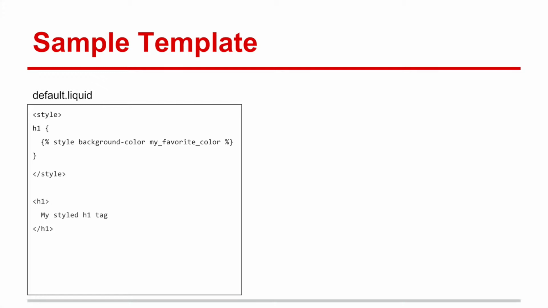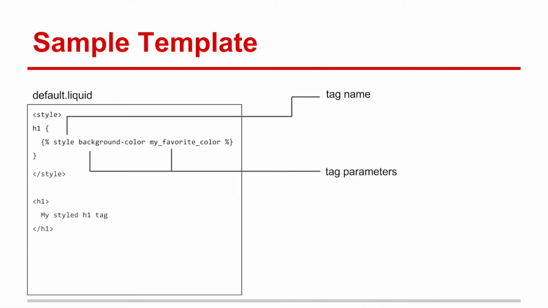This template starts out with a style tag, and then it has an h1 tag underneath it. The style tag has some really basic CSS inside it, and intermingled we also have a style liquid tag. Inside the style liquid tag, we effectively have a tag name, which is style. Then we have a few tag parameters, which are background color followed by my favorite color. So let's see how AppSuite renders this sample template to a business user.